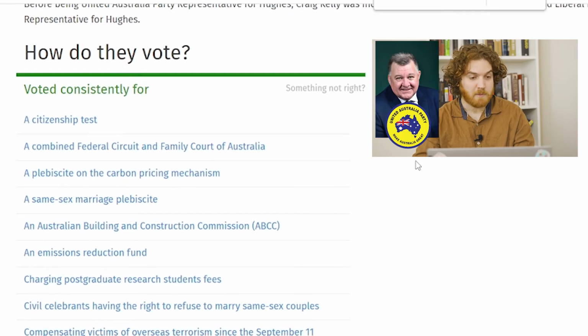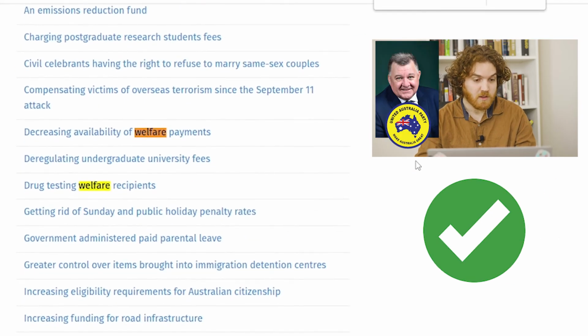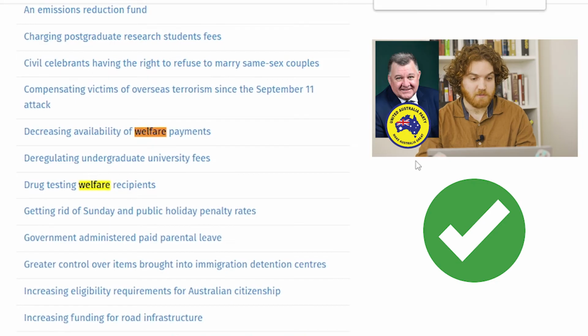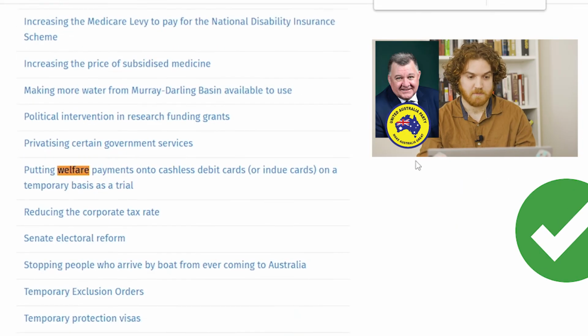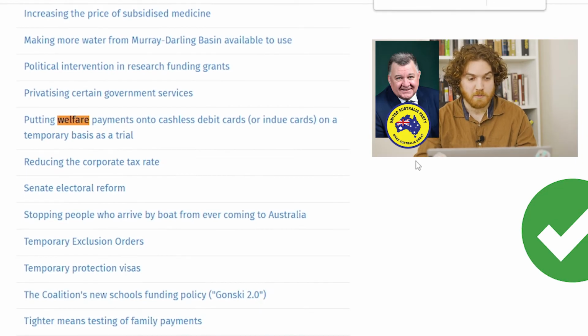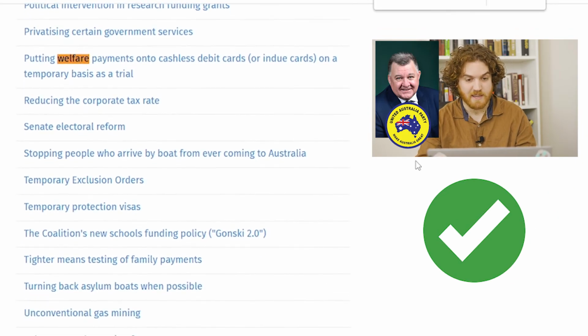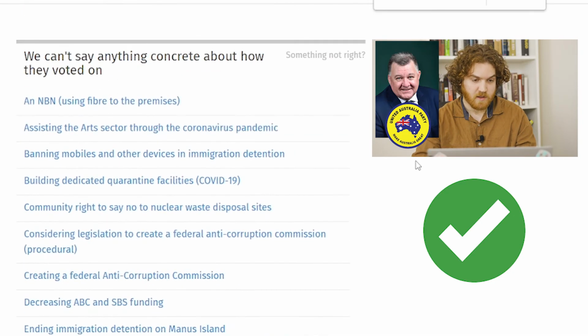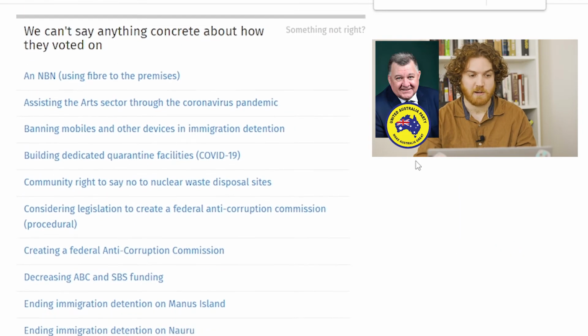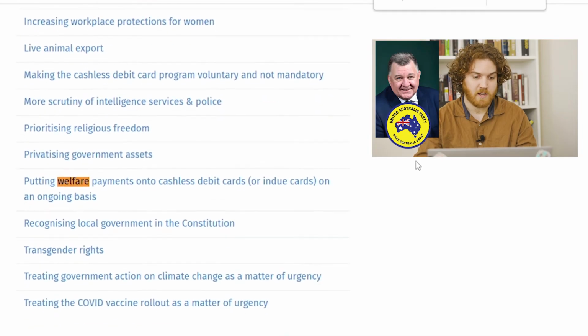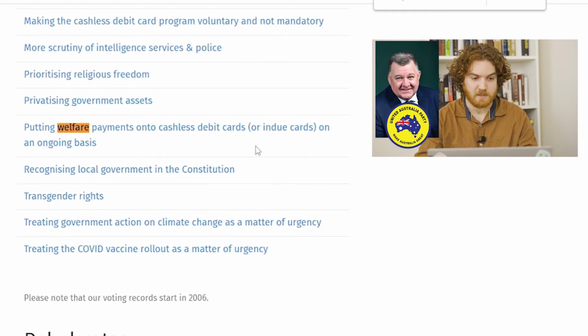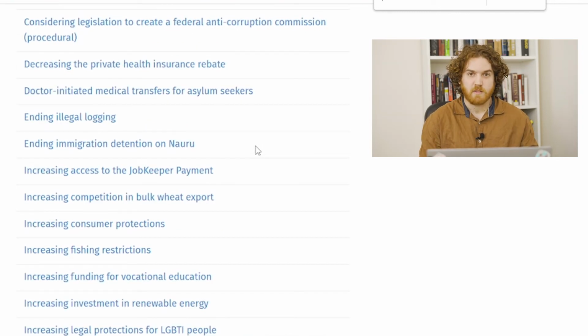Craig Kelly for the UAP has voted consistently for decreasing availability of welfare payments and for drug testing welfare recipients. He's also voted consistently for putting welfare payments onto cashless debit cards or income cards on a temporary basis as a trial, whereas we can't say anything concrete about how he's voted on putting welfare payments onto cashless debit cards as an ongoing basis. So we're going to finish off with refugees.